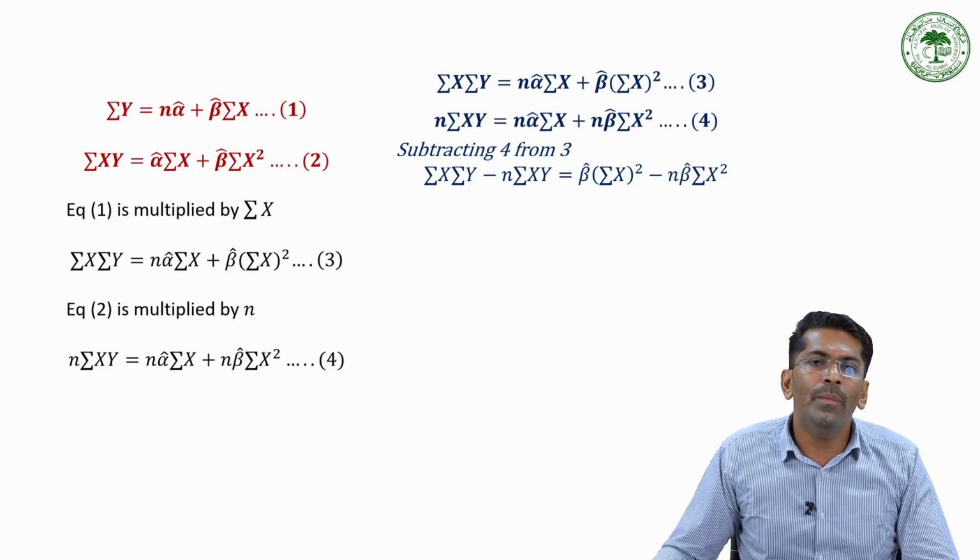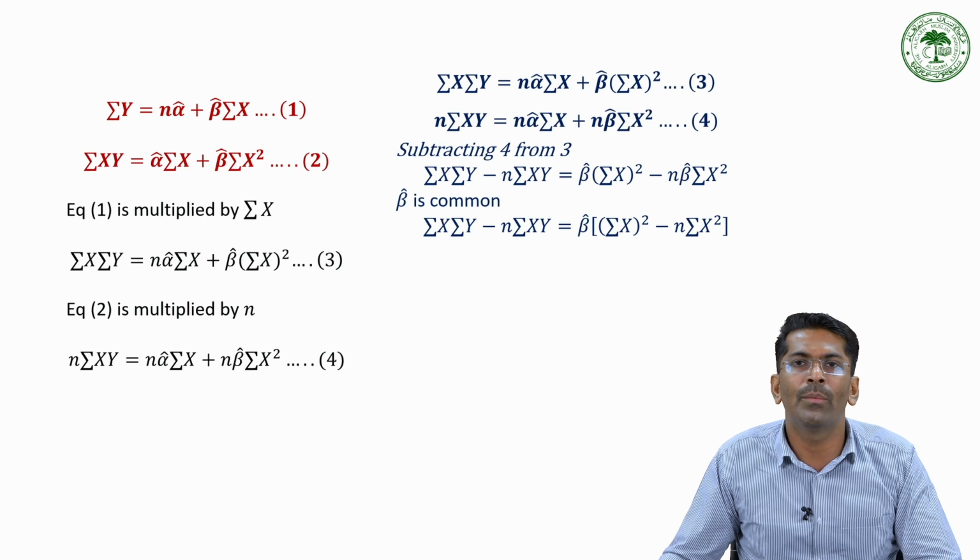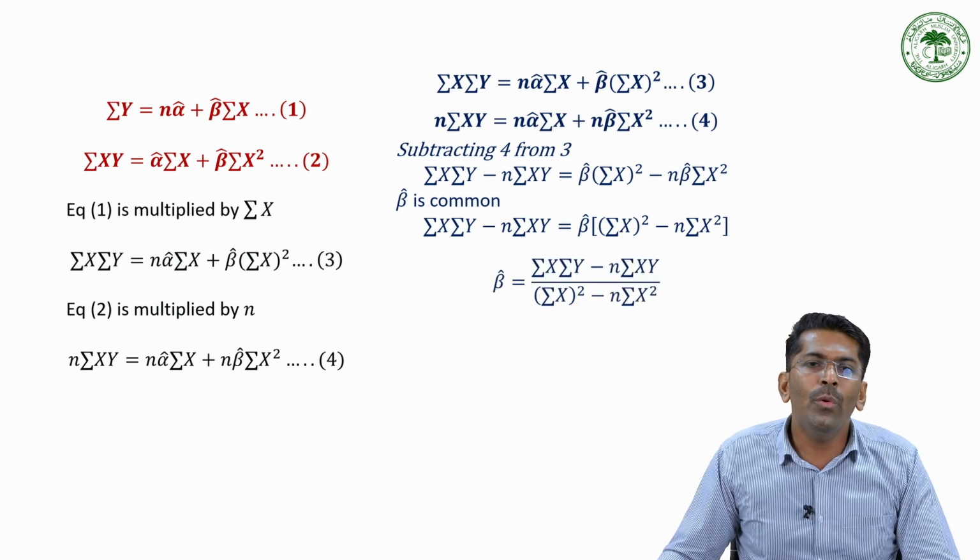Here beta hat is common, so I am going to take it outside. What is remaining? Sum of x into sum of y minus n into sum of xy equals beta hat times sum of x whole square minus n into sum of x square. I am going to isolate beta hat, so this term goes to the denominator side. So it is sum of x into sum of y minus n into sum of xy.